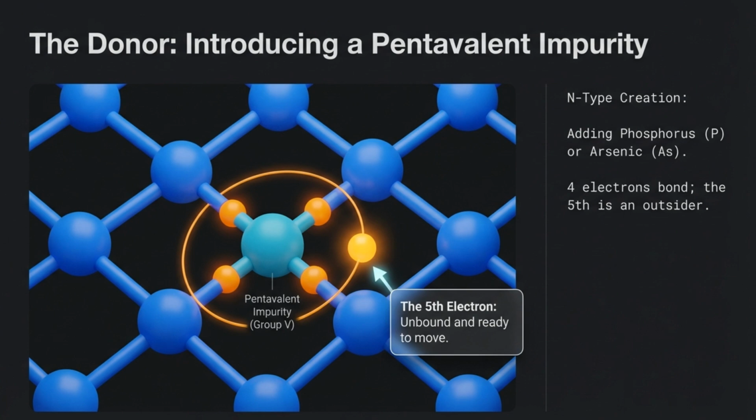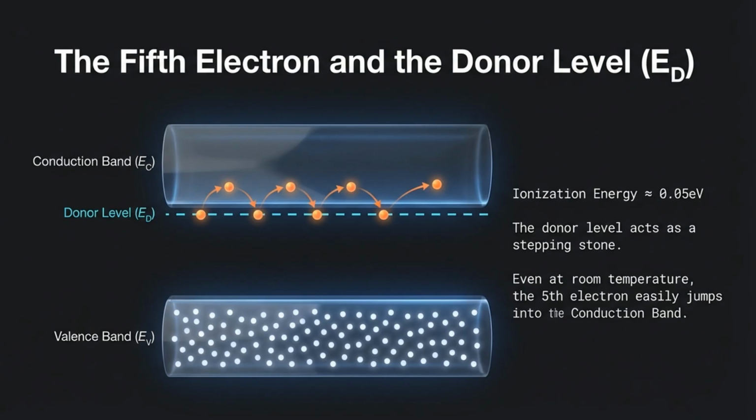To create N-type material, we introduce a group 5 pentavalent impurity like phosphorus. 4 electrons bond, and the 5th valence electron is unbound and ready to move. This 5th electron creates a donor level, a stepping stone, near the conduction band. The low ionization energy means the electron easily jumps into the conduction band, even at room temperature.